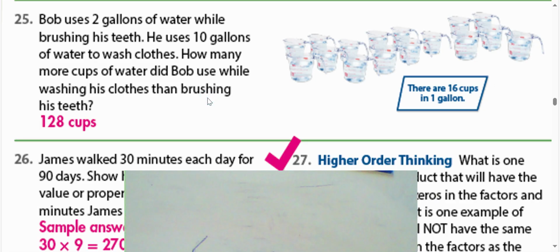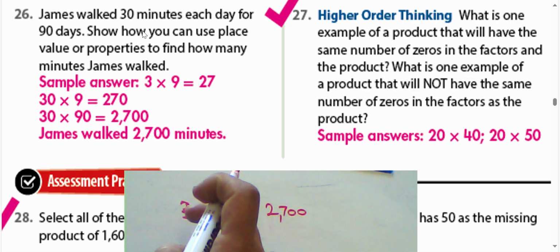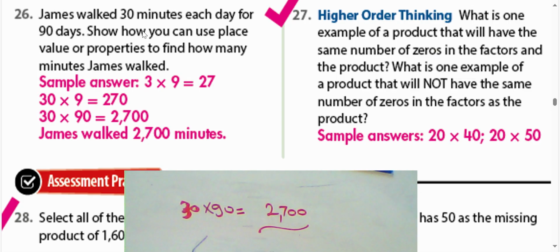Next question, 26. James walks 30 minutes each day for 90 days. Show how you can use place value or properties to find how many minutes James walked. Simple answer, we can multiply 3 times 9 equals 27. Then 30 times 90 will be 2,700. We can multiply 30 by 90. Right here, double 0, and 3 times 9 equals 27. Then the result will be 2,700.